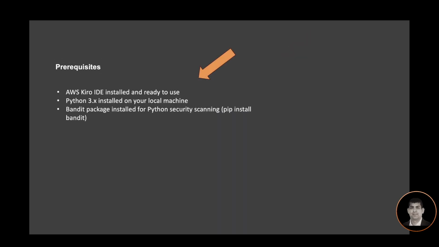The prerequisite for this is that you need to have Kiro IDE installed and ready to use. You need to have Python 3 installed on your local machine, and you also need the Bandit package installed for Python. If you don't have the Bandit package, then you simply run the command pip install bandit.